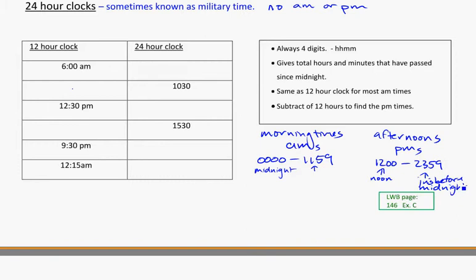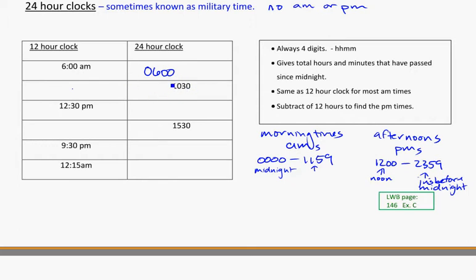And what we can do is convert back and forth between the two by knowing that it always has to be a 4-digit number, and we literally just have to count up how many minutes and hours have passed since midnight. So at 6 o'clock in the morning, that's 6 hours after midnight. So these ones are straightforward. You just rewrite it with a 0 in front because you need to have 4 digits, 2 for the hour and 2 for the minutes. So if it's a single digit like 3 or 4, you just put a 0 in front. So 6 AM becomes 0600.